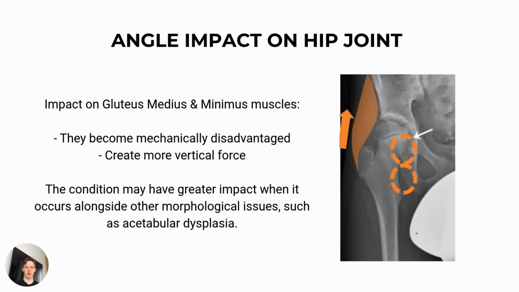We also know that coxa vara and valga may impact the gluteus medius and minimus muscles in their work. Usually if we have a longer neck of the femur and it is more vertically aligned, they become mechanically disadvantaged. So it creates more of a vertical force, and the condition might have greater impact when it occurs alongside other morphological issues, such as acetabular dysplasia I have also mentioned. From this perspective, it's really important to take a look at some clinical indicators of the neck shaft variation.